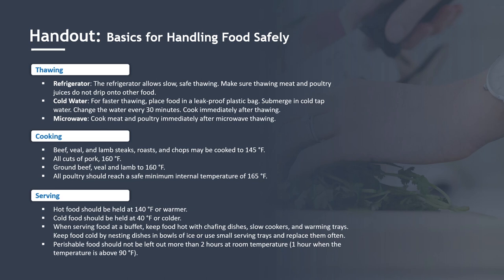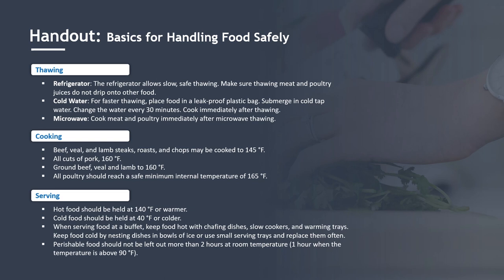Cooking. Beef, veal, and lamb steaks, roasts, and chops may be cooked to 145 degrees Fahrenheit. All cuts of pork, 160 degrees Fahrenheit. Ground beef, veal, and lamb to 160 degrees Fahrenheit. All poultry should reach a safe minimum internal temperature of 165 degrees Fahrenheit.